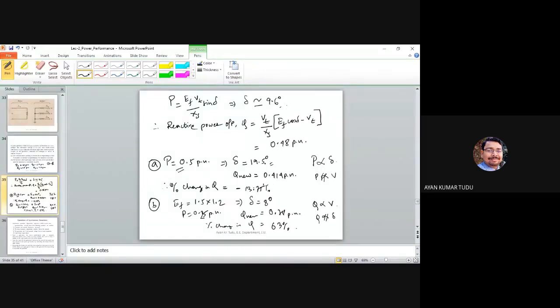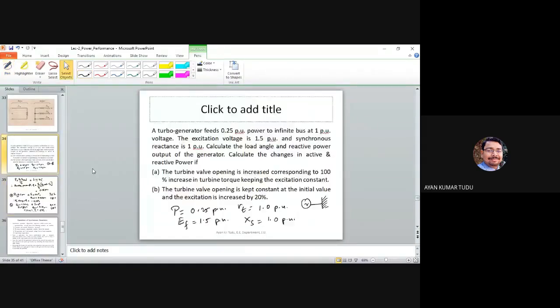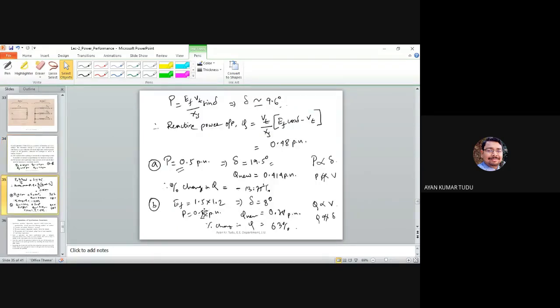But when the excitation is varied, keeping the turbine valve at the previous condition, meaning the active power is kept constant, and the excitation is varied by around 20%, then what we are seeing, see the change in the delta value. Here the delta value change is very nominal at around 8 degrees, but the change in the reactive power output, see, is a huge change of around 63%.